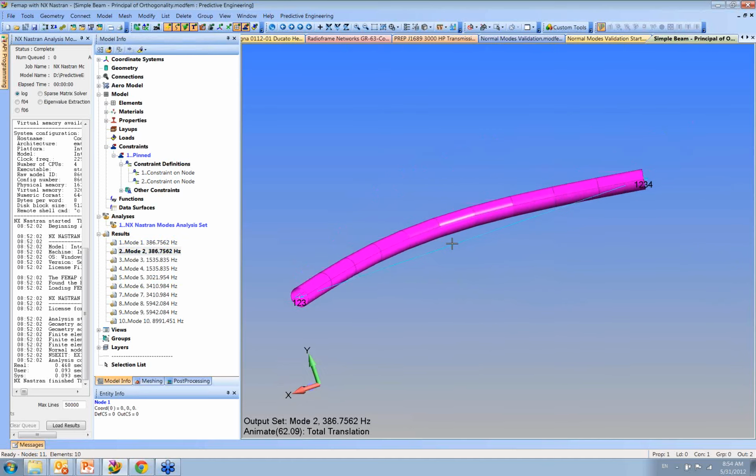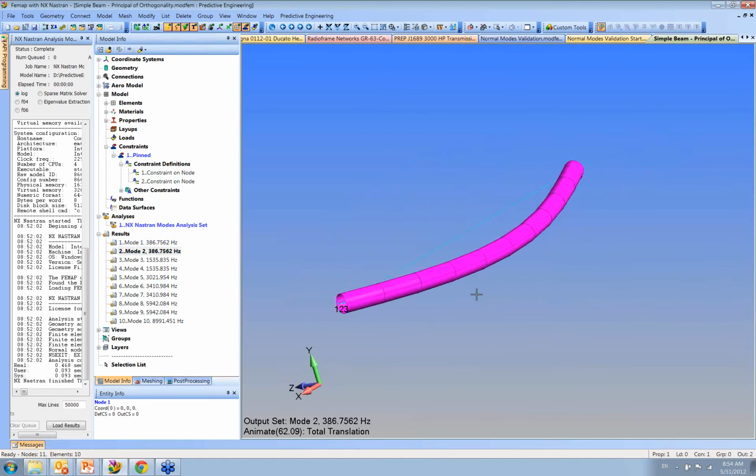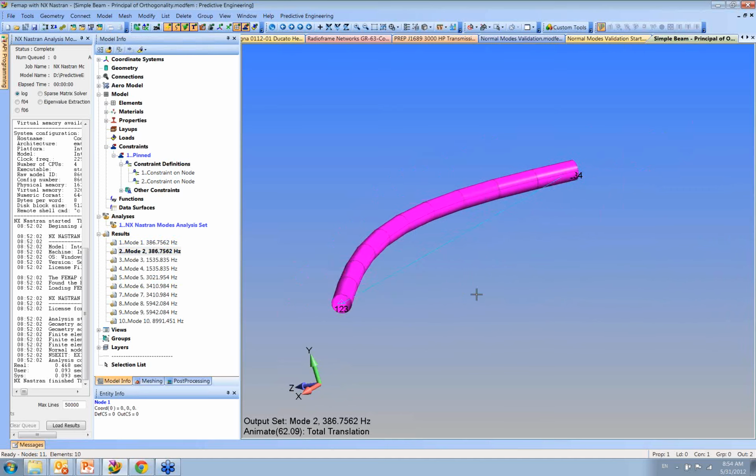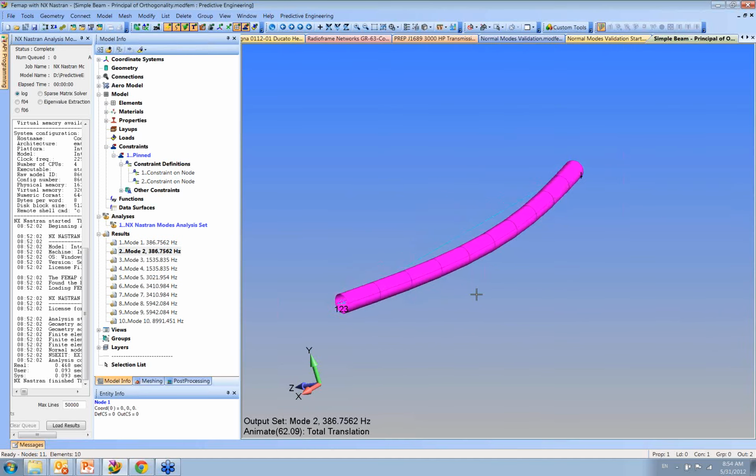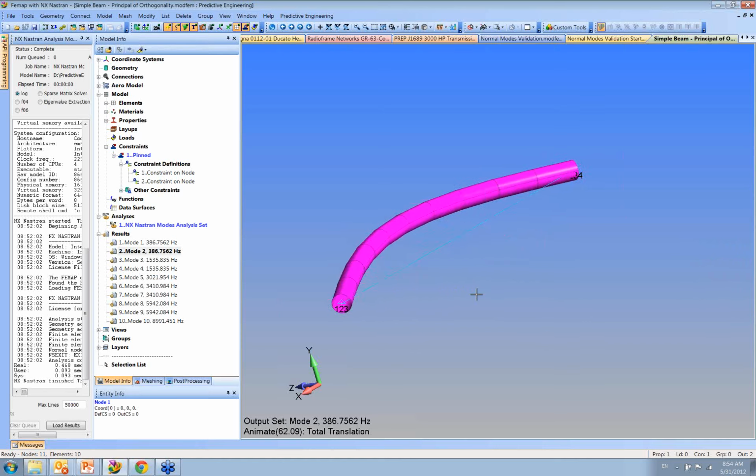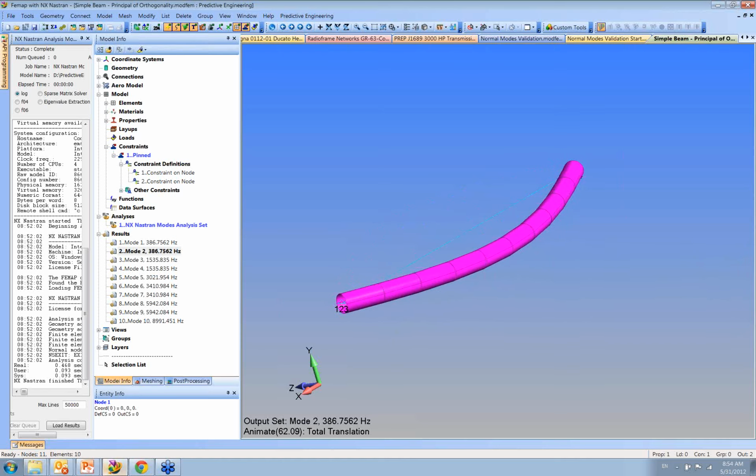So it's just something to note, and it's a good check for your model too. If you know the model is symmetric, like a cylinder or something like that, then you should see these double modes. And if you don't, then that means something is probably wrong with your model.